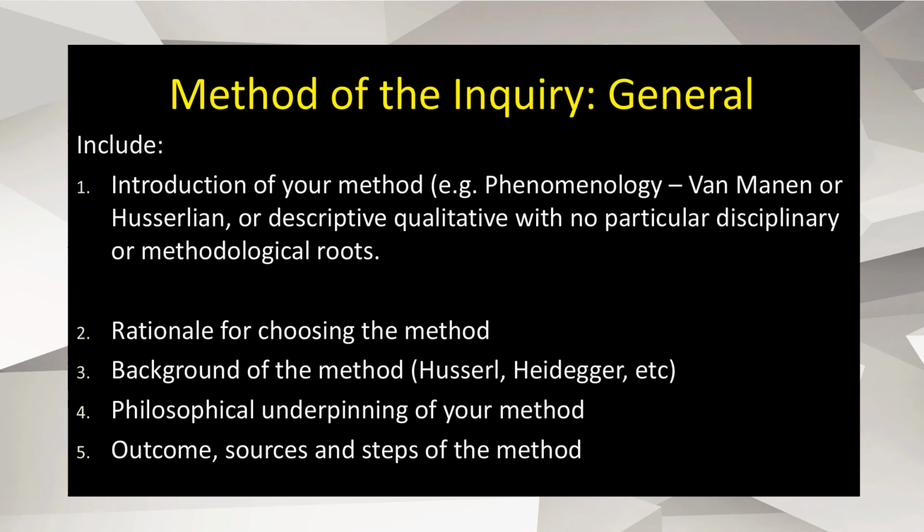For example, if it's phenomenology, you have to go back to either Husserl or Heidegger. If you talk about, let's say, ethno-nursing, you have to go back to Leininger. If you talk about grounded theory, maybe you'll have to explain whether you're using Glaser and Strauss, Charmaz, or Corbin, or whatever kind of grounded theory type you're using. And you have to include the philosophical underpinning of your method and what outcomes you wanted from this research. What are the sources? What are the steps that you employ?